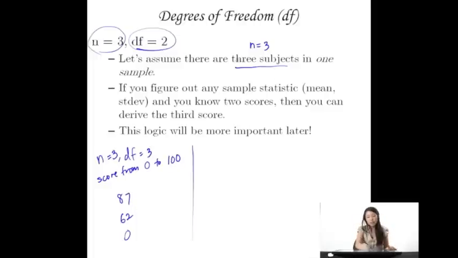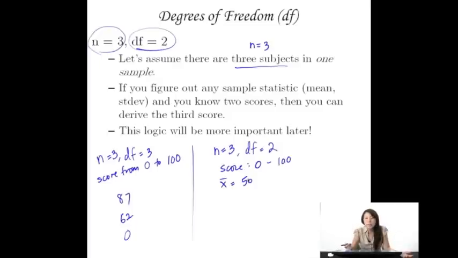But let's talk about most situations that we have in statistics, where we figure out summary statistics. So here we have n equals 3, but degrees of freedom now equal 2. Here's why. The score is the same. Score can go from 0 to 100. But we also found the x-bar. We found the x-bar to equal 50, let's say. If we found that the x-bar equals 50, then we can't just pick any score all 3 times. Can we pick any score for the first one? Yeah, I could pick 0. Can I pick any score for the second one? Sure, I could pick 100.